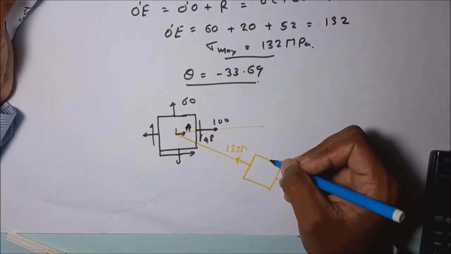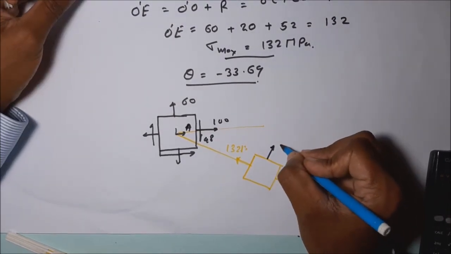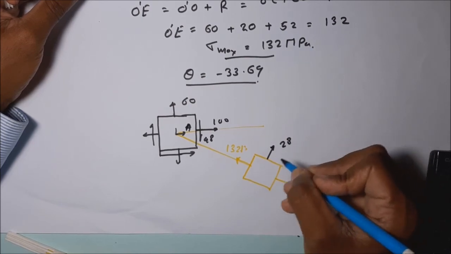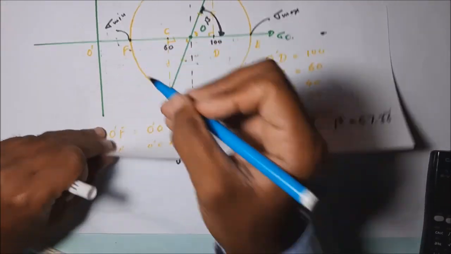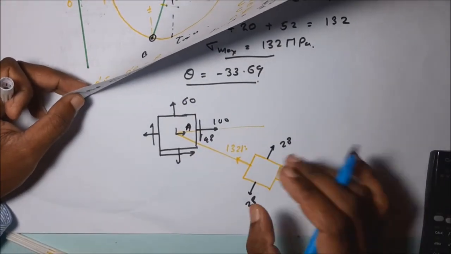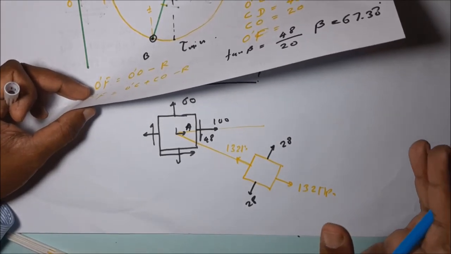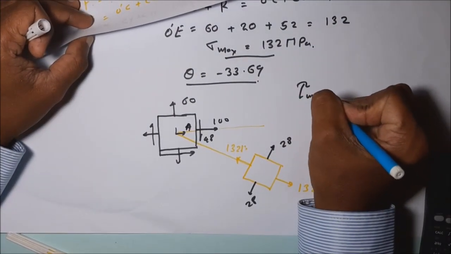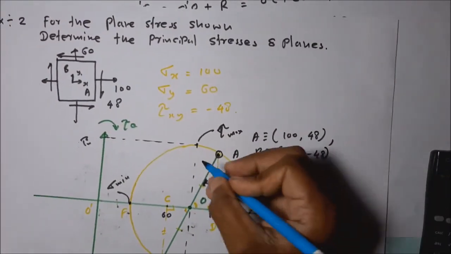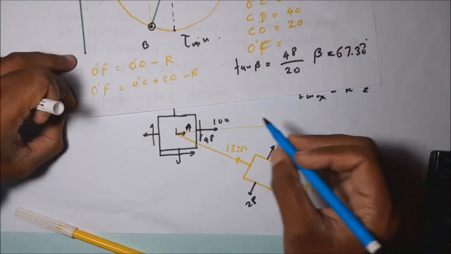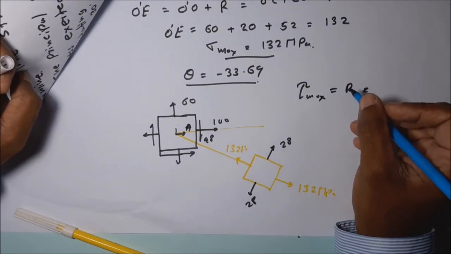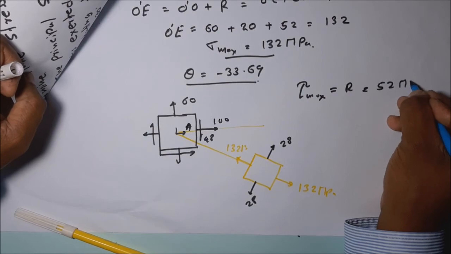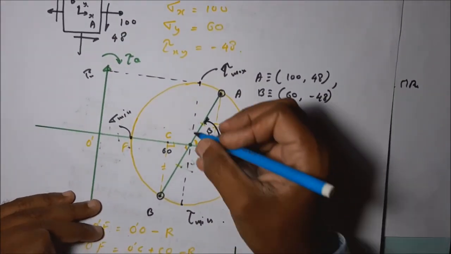What is the minimum value? Yeah, it is 28 megapascal. Then the shearing stress acting on these two planes is equal to 0. There is no shearing stress. Okay. Then the tau maximum. What is tau maximum? It is equal to R. Tau maximum value is equal to R, which is 52 megapascal.